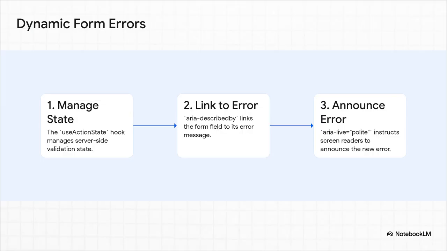Okay, now check this out because this is where it gets really cool. In a complex, modern app, handling form messages that come from a server can be tricky to do accessibly. But watch how Next.js pulls it all together. First, a hook called useActionState keeps track of what's going on with the form. If there's an error, aria-describedby creates a direct link between the input field and its specific error message. And then the magic piece. aria-live equals polite tells a screen reader, hey, announce this new error, but wait until you're done with what you're currently saying. It's this beautiful, seamless dance between the framework and accessibility standards.